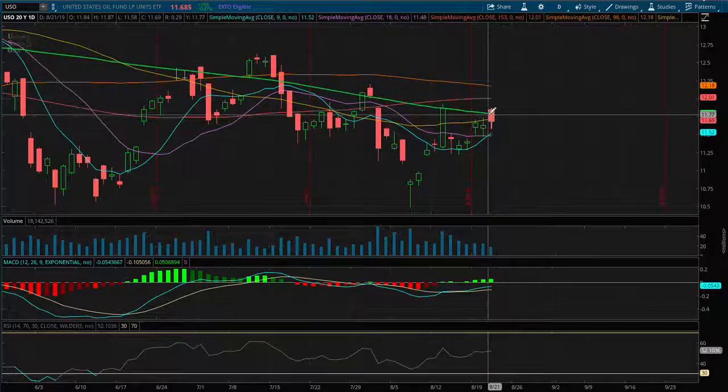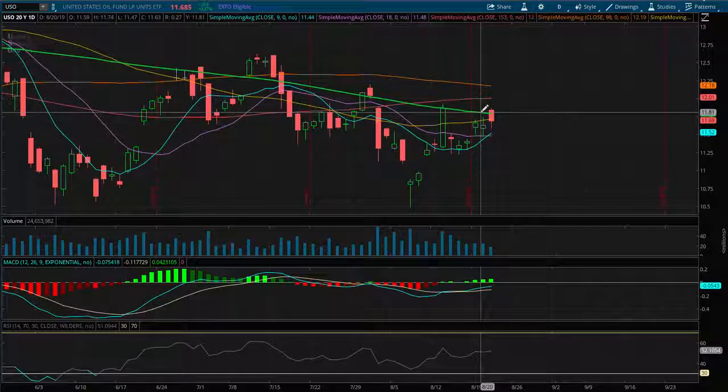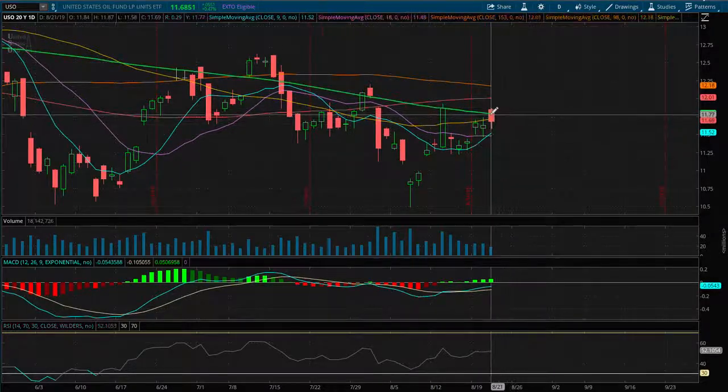Again, we need to see a clear indication of several days above the 200-day moving average, as well as the 9 moving average converge onto the 200 moving average.